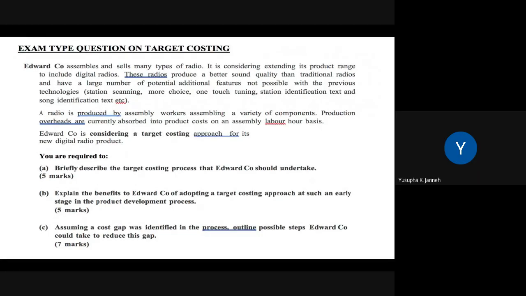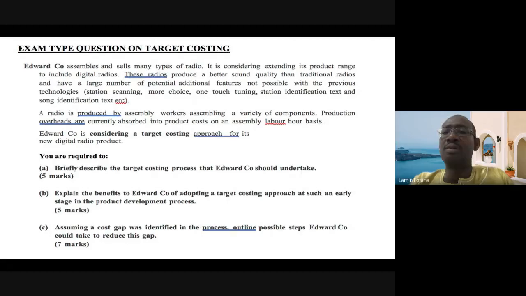Next maybe is the steps in target costing, maybe to determine your possible selling price. And also... no, the selling price has been determined from the first step. That's after market research. After determining the selling price, what is the next step?